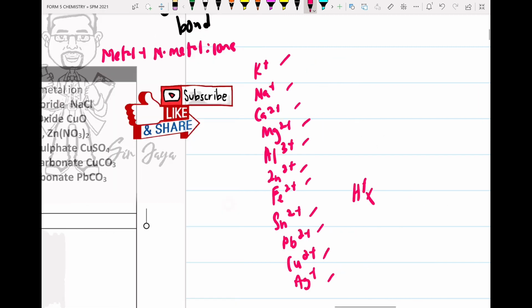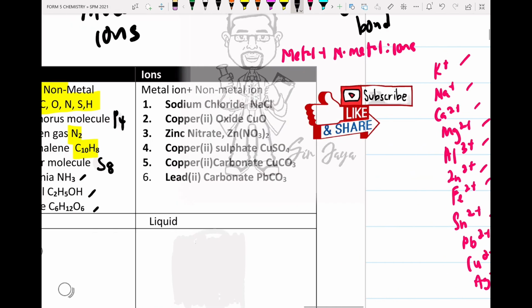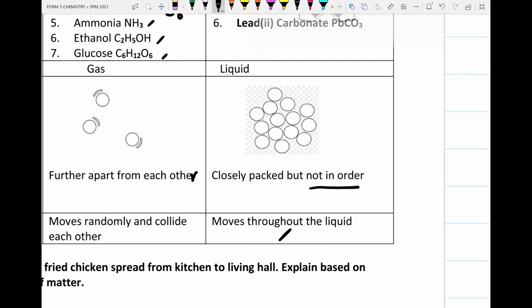All these are metal. When this metal ion combines with non-metal ion, they are made up of what particles? Ion. And they are made up of what type of bonding? We call it ionic bonding. So students must remember all this. Most of the metal ions exist as liquid. So the arrangement of the particles in liquid will be like this. They are closely packed but not in order. They move throughout the liquid.